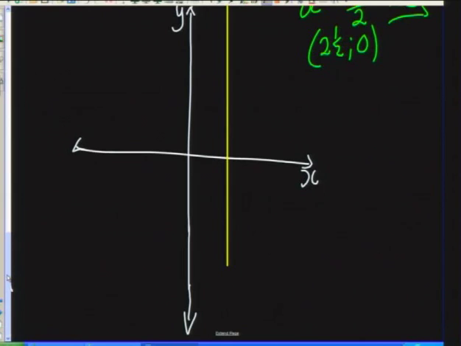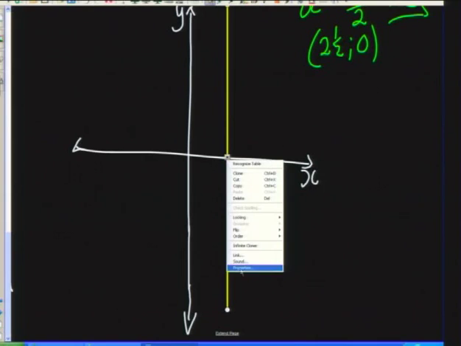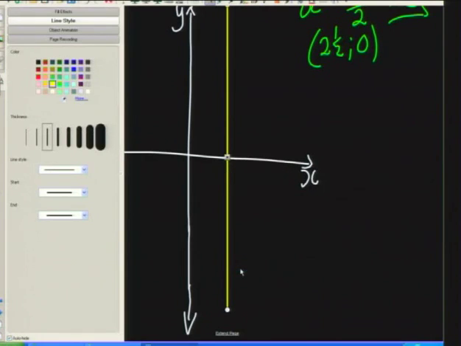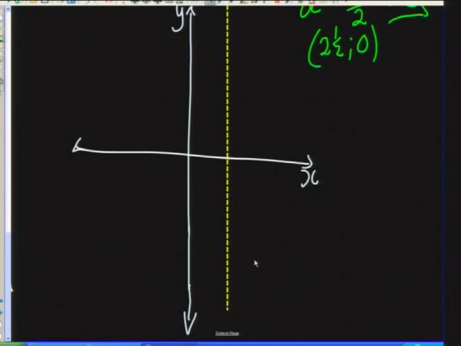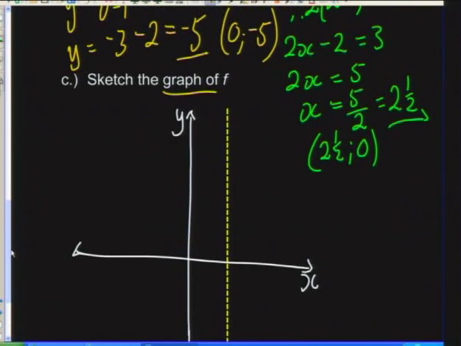Draw that in, and I want to make it dotted. And I'm just going to change it very quickly to a dotted line. And there's my line style. Change it, and there we've got it. So here I have a dotted line. That represents the asymptote x equals 1.